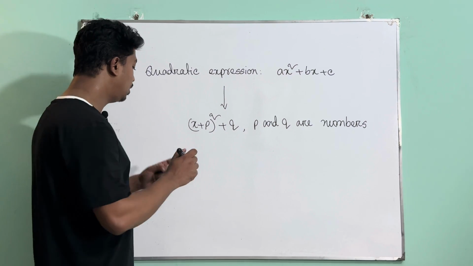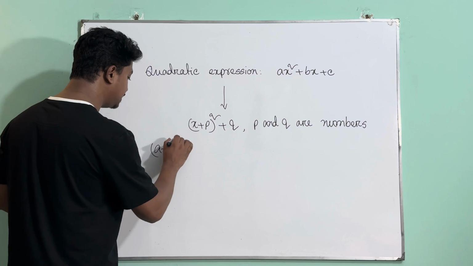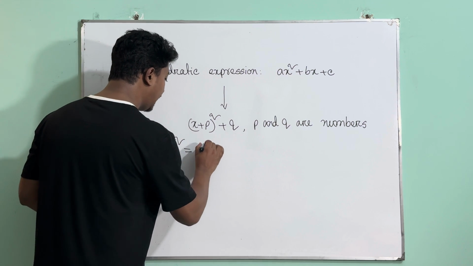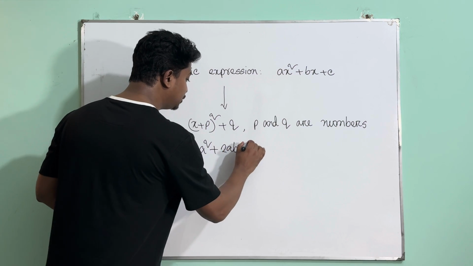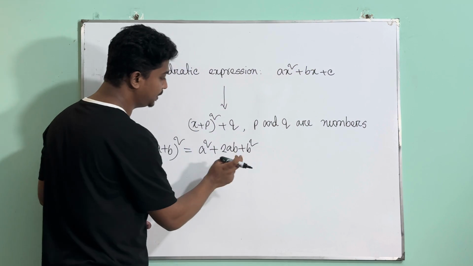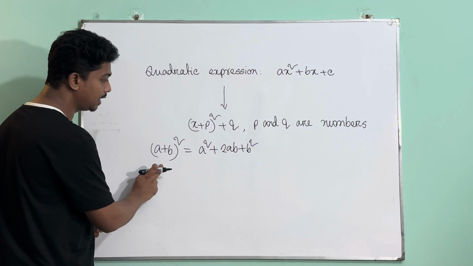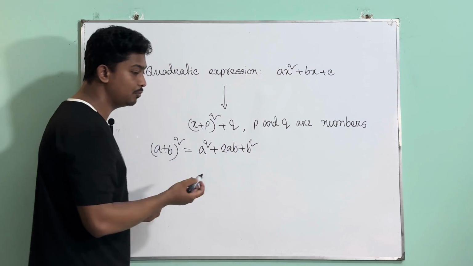Now we know two algebraic formulas. (a plus b) whole squared: if we have (a plus b) whole squared, how can we write it? a squared plus twice ab plus b squared, right? So first of all, we are going to convert this quadratic expression to this one, and then convert it to that one. And eventually we're going to find a constant plus q.